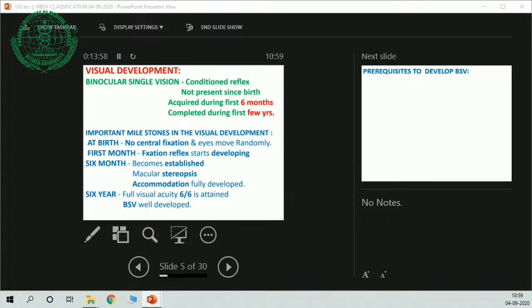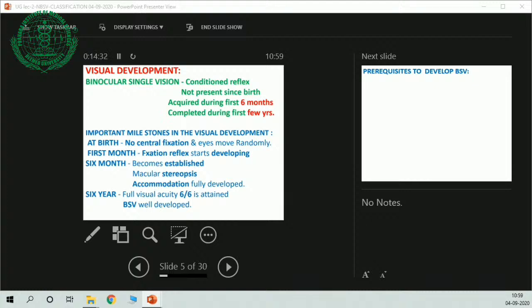By 6 months it becomes established, macular stereopsis is there, and accommodation is fully developed. Now stereopsis, you must be knowing, is that 3D effect, and this macular stereopsis is achieved at 6 months. Now at 6 years there is full visual acuity. You must be taking the visual acuity in your clinics as 6/6, 6/9 and all those things. So 6/6 is a normal visual acuity. That full visual acuity is attained and binocular single vision is well developed.